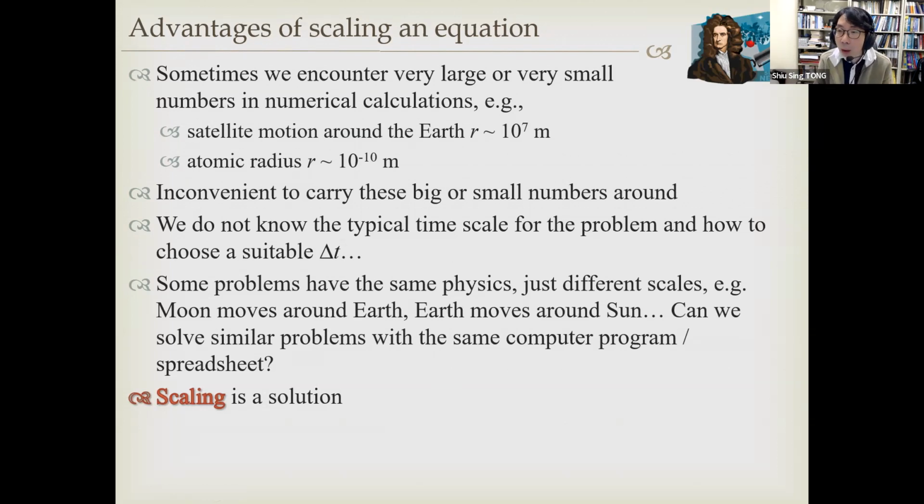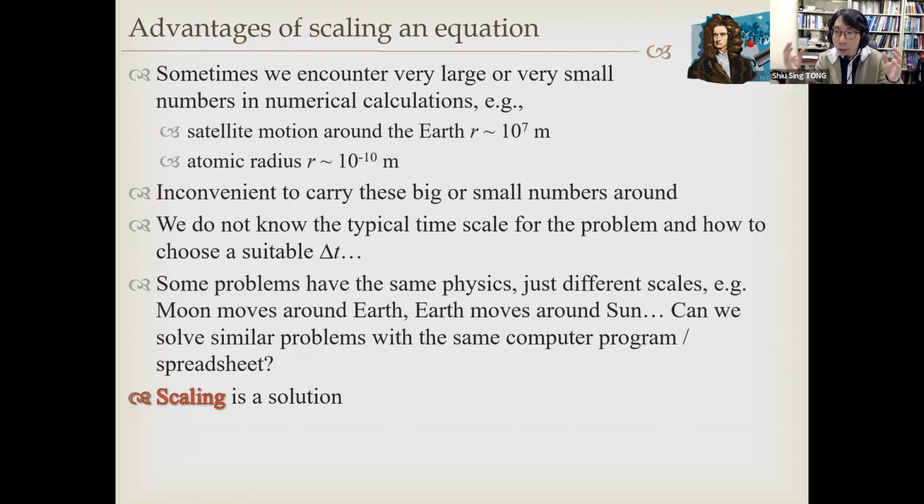In fact, they are the same problem, just with different scale. The different scale comes from the gravitational center. If you are talking about the Earth moving around the sun, then the gravitational center is the sun. While if you are talking about the moon moving around the Earth, then the gravitational center is Earth. But they are just the same problem. They just differ in scale.